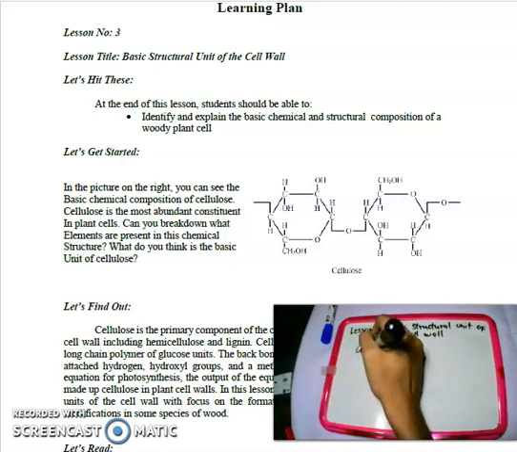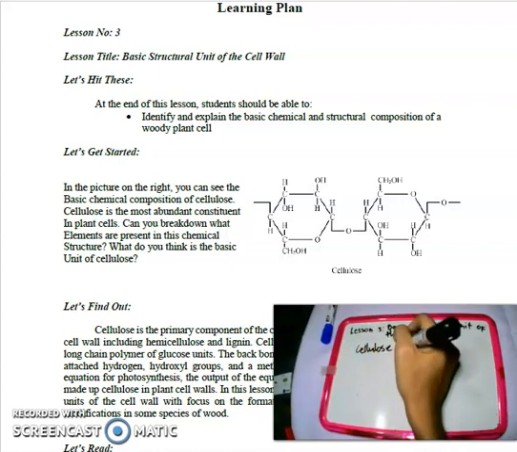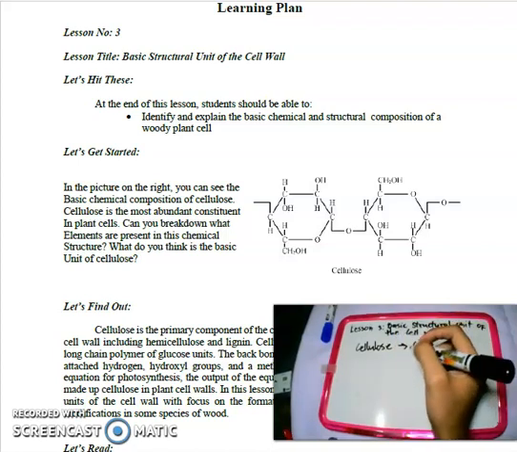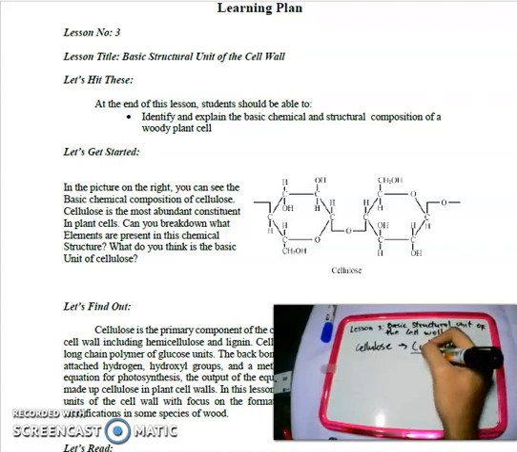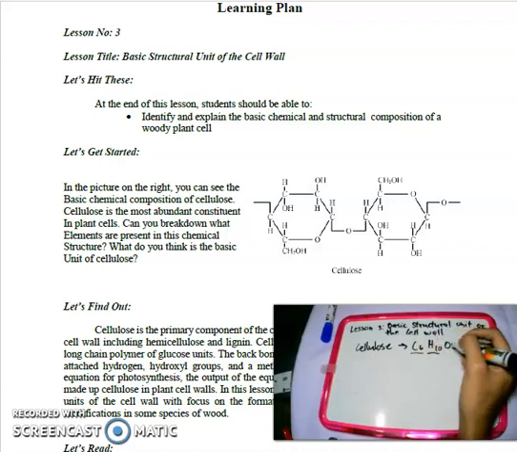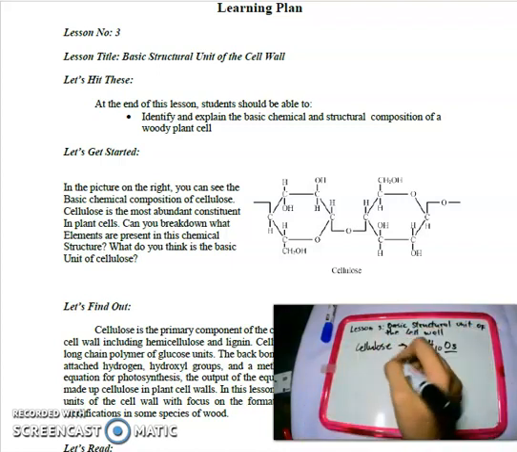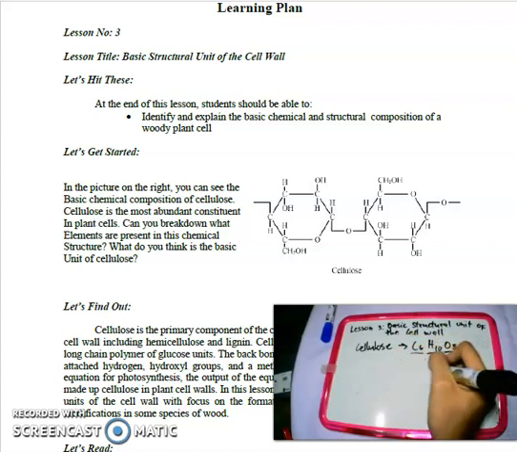Now, the chemical structure of cellulose is C6H10O5, which means it has 6 carbon atoms, 10 hydrogen atoms, and 5 oxygen atoms. Now, if you try to illustrate the composition of cellulose, we write again 6 carbon atoms.